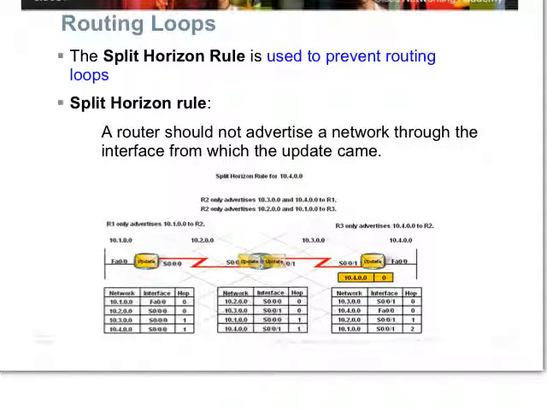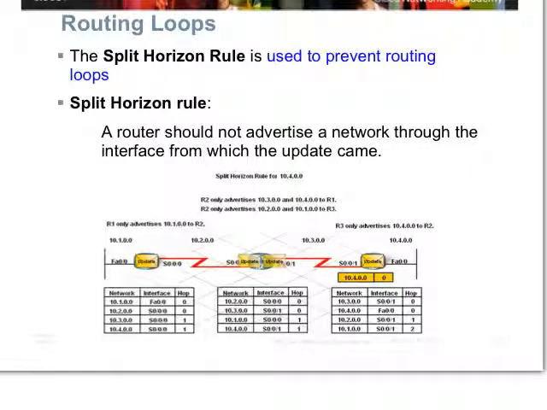So let's see how this rule can help us to avoid routing loops. Router 2 received information about 10.4.0.0 from which router? From router 3, right? So router 2 will receive a route update from router 3 about 10.4.0.0, and we receive an update about 10.3.0.0 also from router 3. Same thing here. Router 2 will receive an update from router 1 about 10.1.0.0 and about 10.2.0.0.